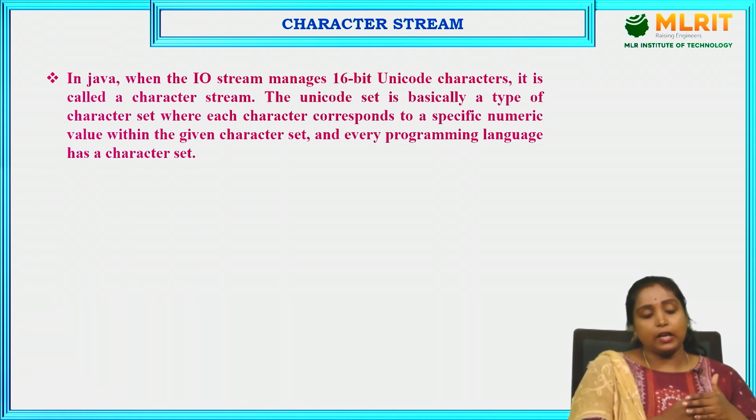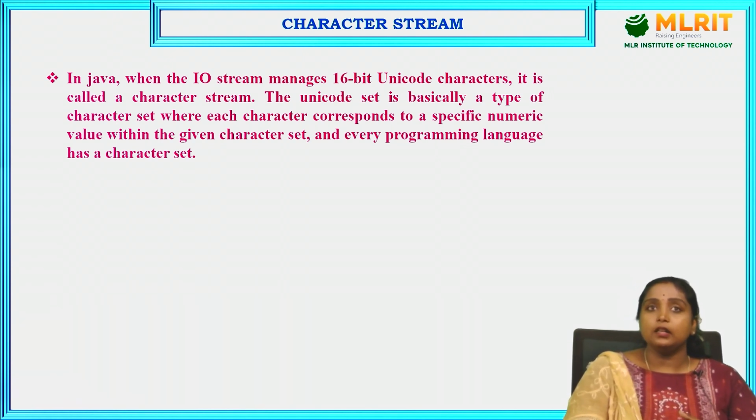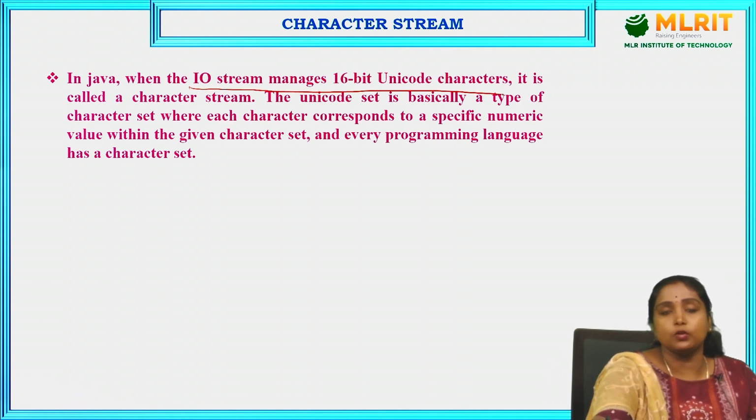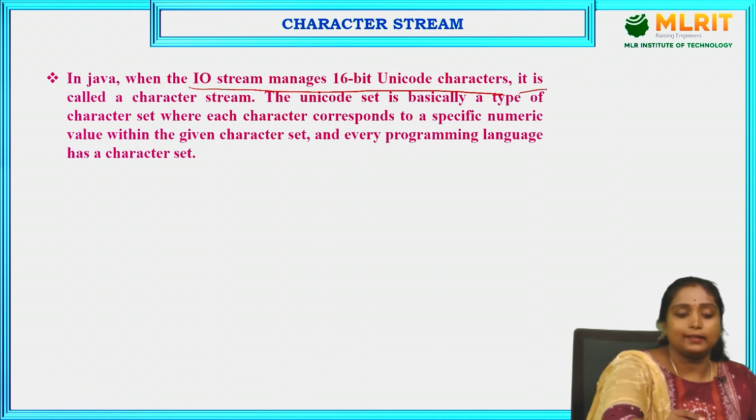In the same way that we are using the byte stream, the character stream is also another stream which is used to manage input output operations. Here in Java, the input output stream manages 16-bit Unicode characters. So in the byte stream we are transmitting only 8 bits of data at a time. Here in the character stream we are going to transmit 16 bits of data at a time, which are called Unicode characters, and it is called a character stream.